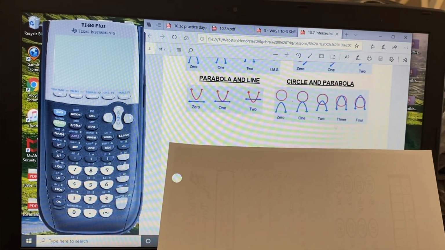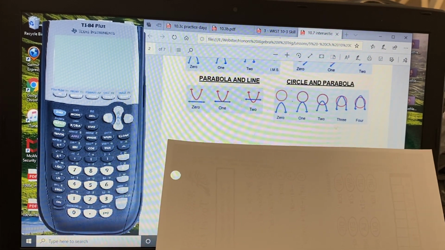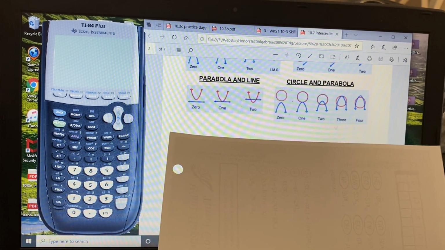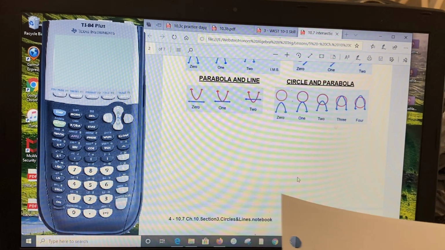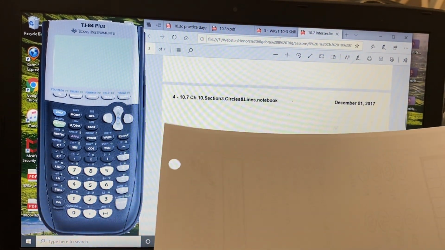Even if you tilt the line, it's going to have the same number of solutions. I just drew it that way, but it's 0, once, or twice. The circle and the parabola is probably the most unique. It's got 5. So kind of keep all those ideas in your head. You don't have to memorize all of those, but it will help you predict what the solution is going to look like. So there's 4 examples.